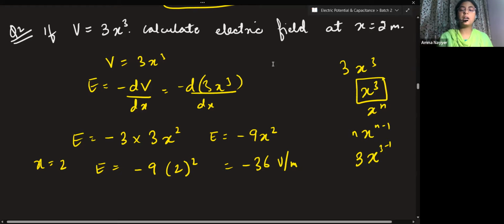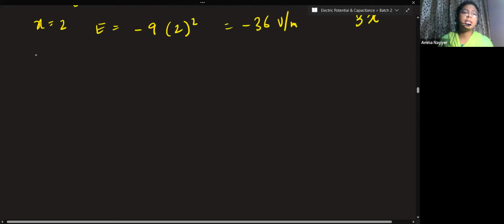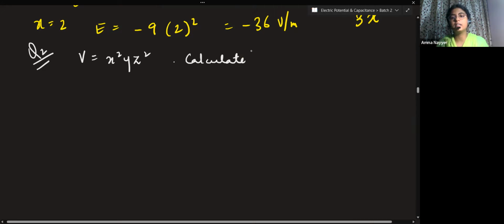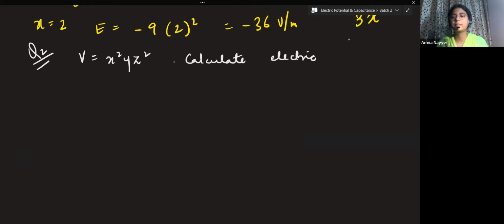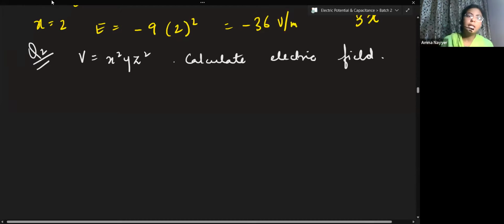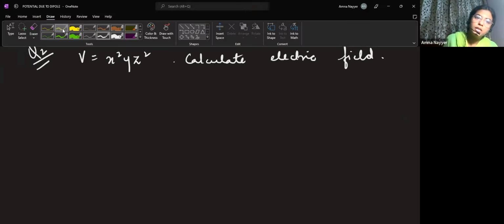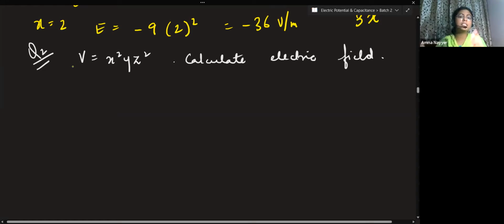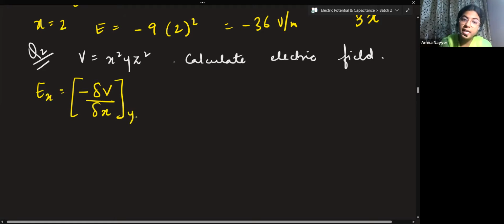Now see, I was telling you, partial differentiation. Let's do it through the example of a question. Let's say V is x square y z square, and you have to calculate the electric field. In partial differentiation, whatever you are differentiating, the others become constant. Ex will be the partial differentiation of V by x, dV by dx. So in this case you will be differentiating V by x. Y and Z will act as constants to you.